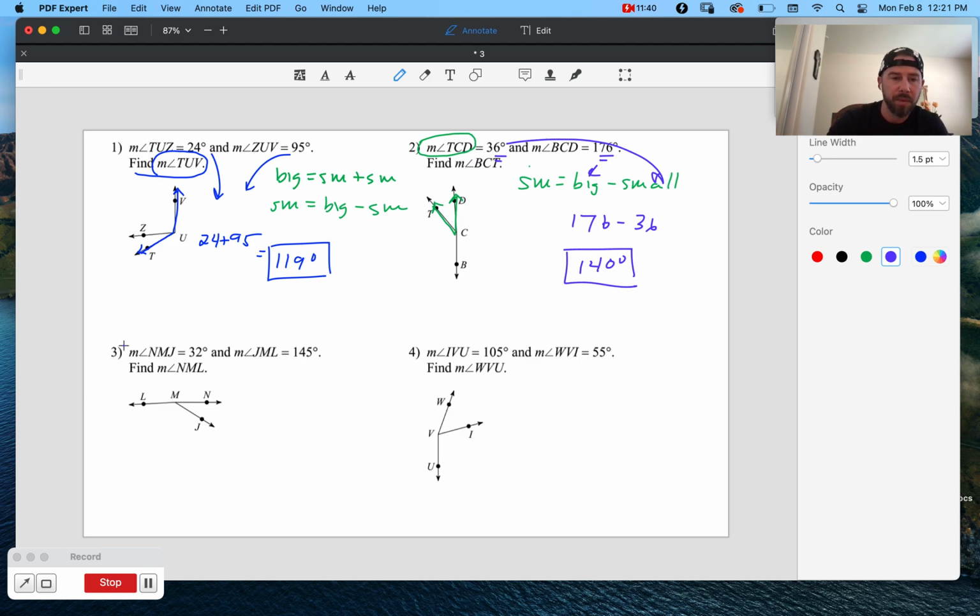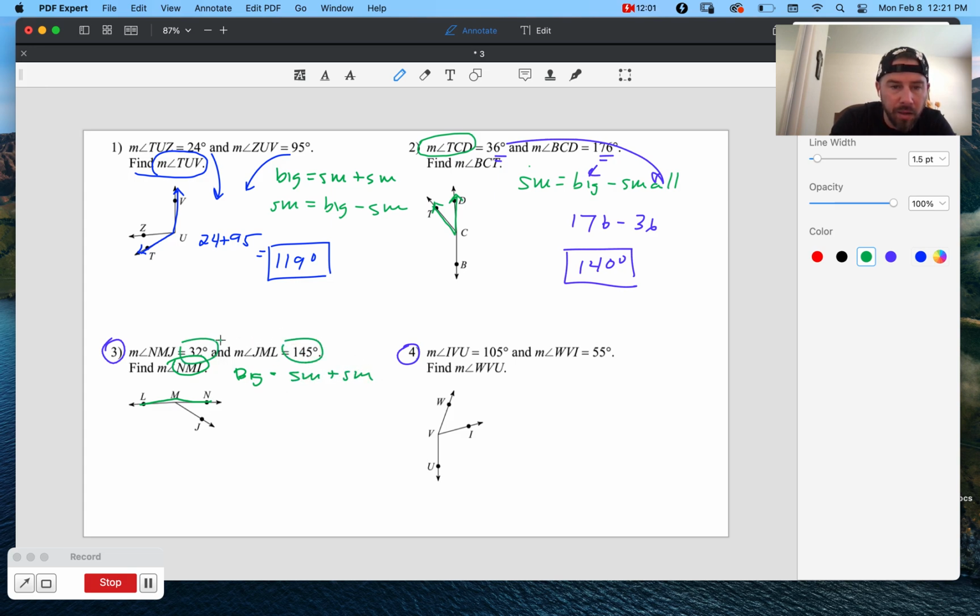Okay, so press pause and do 3 and 4 on your own, please. Okay, so what do they want us to find? NML. That's a big, which means I'm just going to add small plus small. So I'm going to add, right, 145 plus 32 is 177.